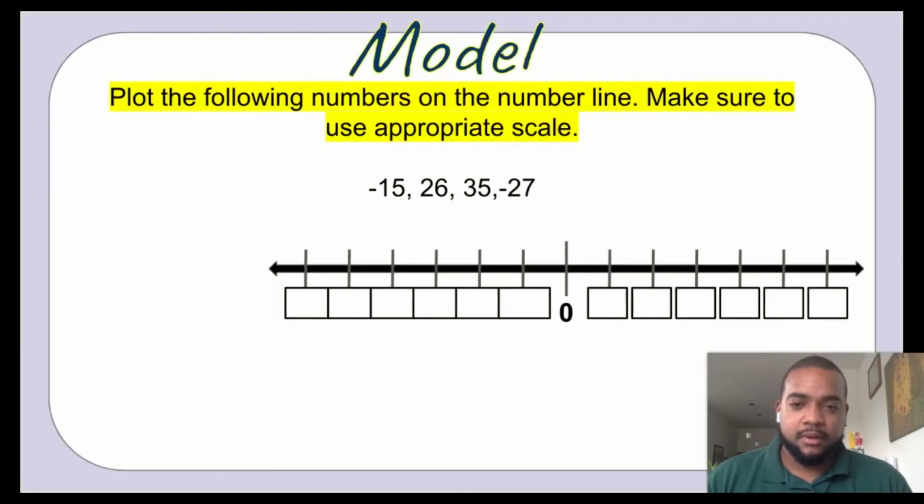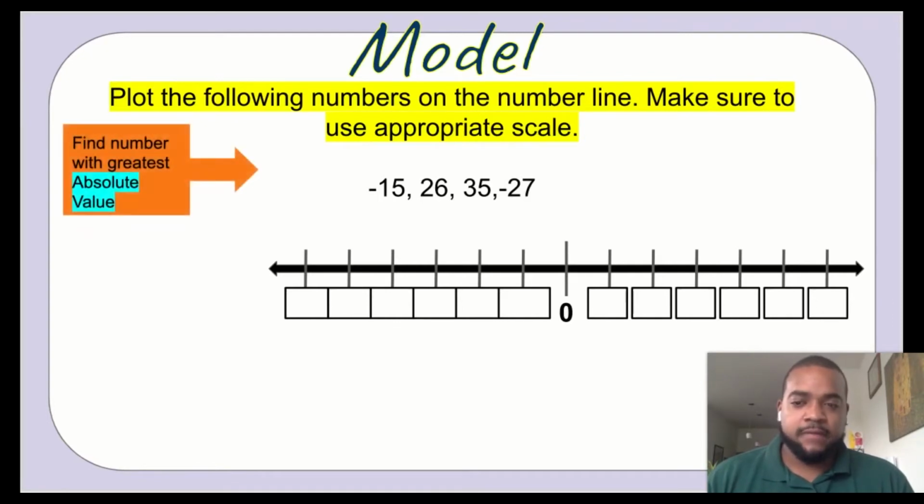Let's look at a model. We're being asked to plot the following numbers on a number line. We want to make sure that we're using an appropriate scale. What is the first thing we should do to make sure we do this correctly? Our first step is to find the number with the greatest absolute value. By finding this number, that'll be the furthest number from 0, which means that if our scale is appropriate, we should be able to plot that number on our number line.